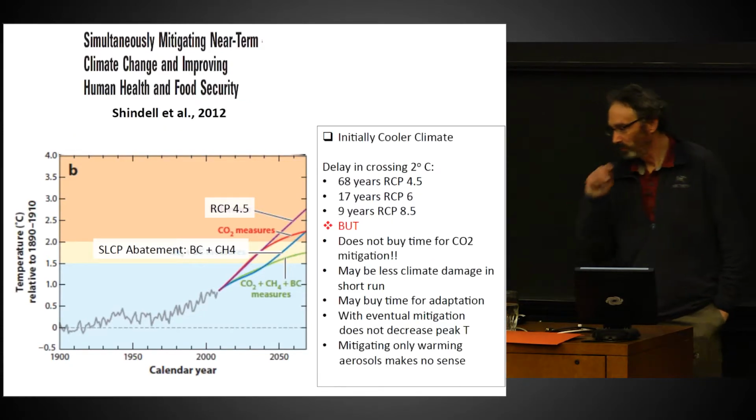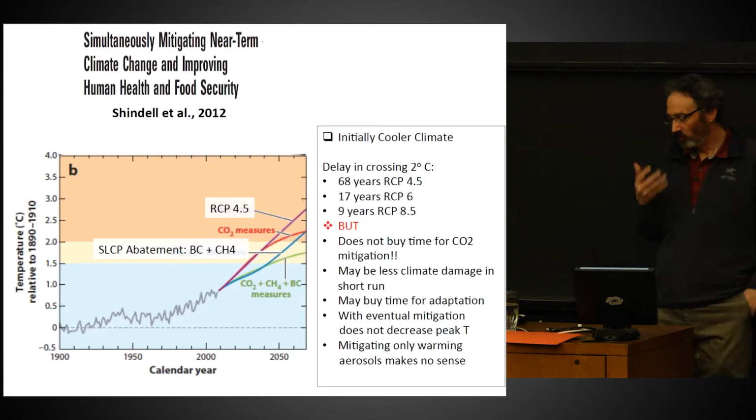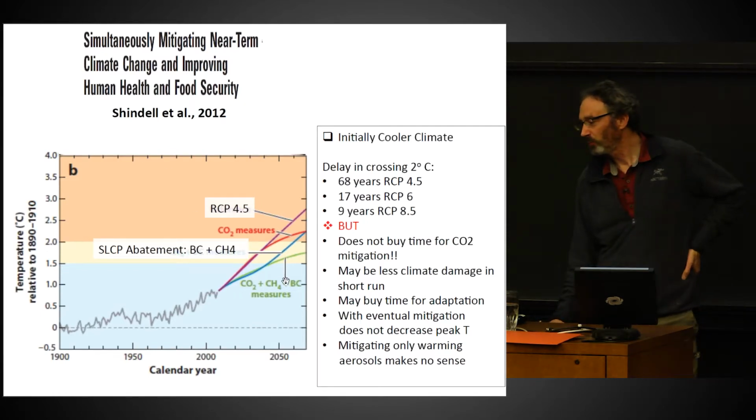Okay, so you do achieve temporary warming relief. So this is the mitigation of black carbon and methane. You can do it early, or you can do it late. And when you look at it on this time scale here, this is 1900 to 2060, you can see quite a bit of apparent advantage in doing it early here.